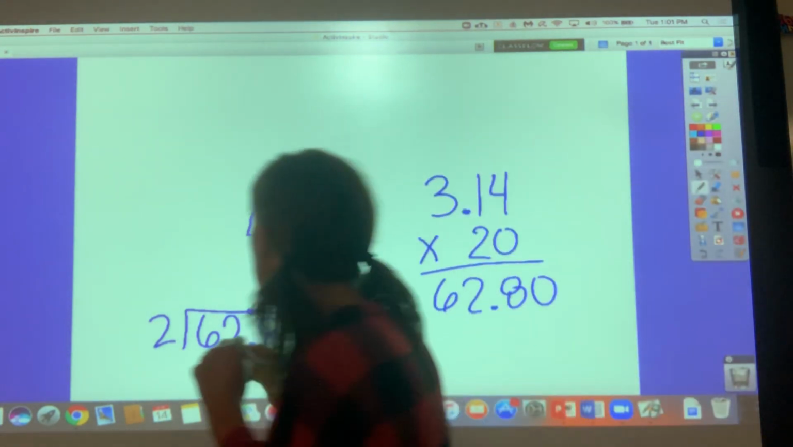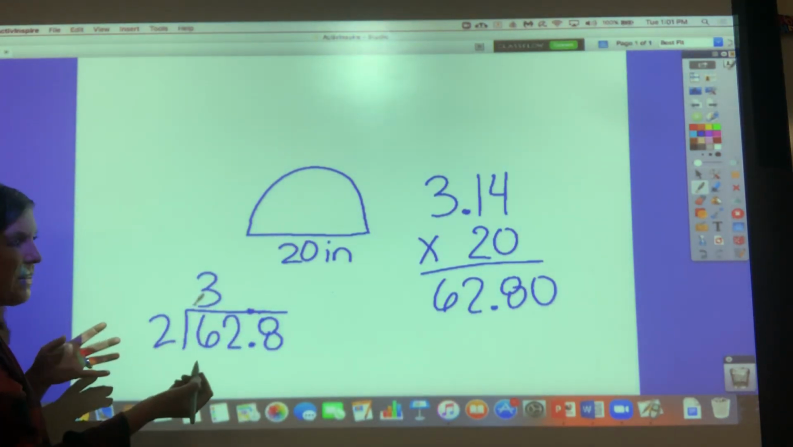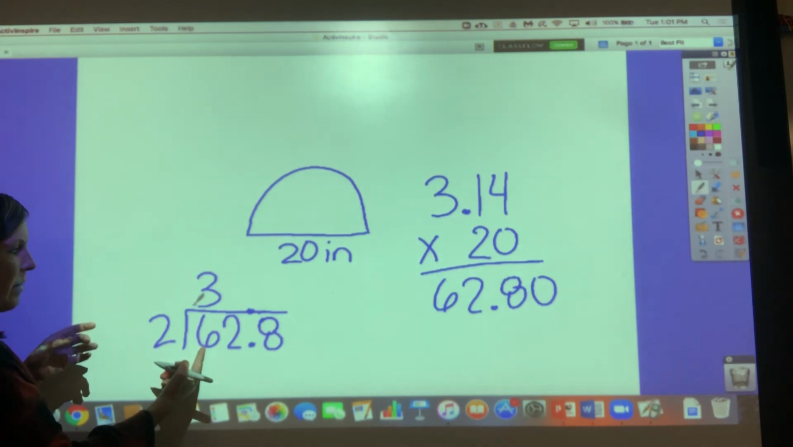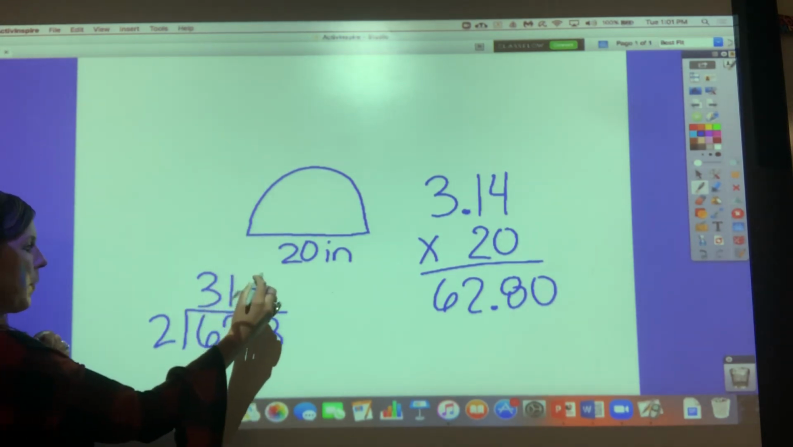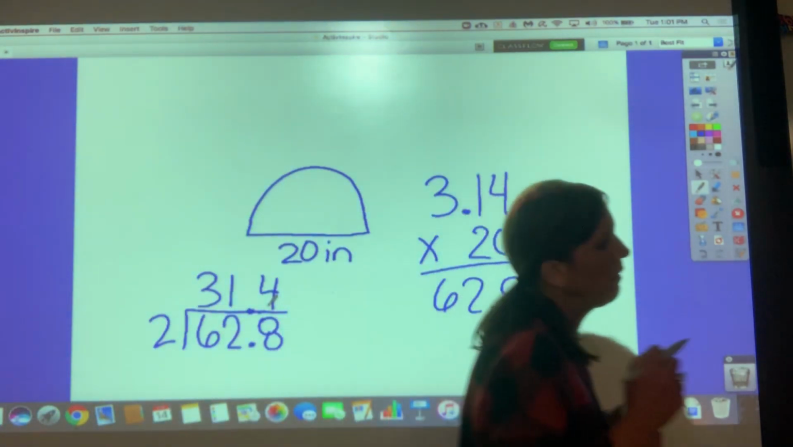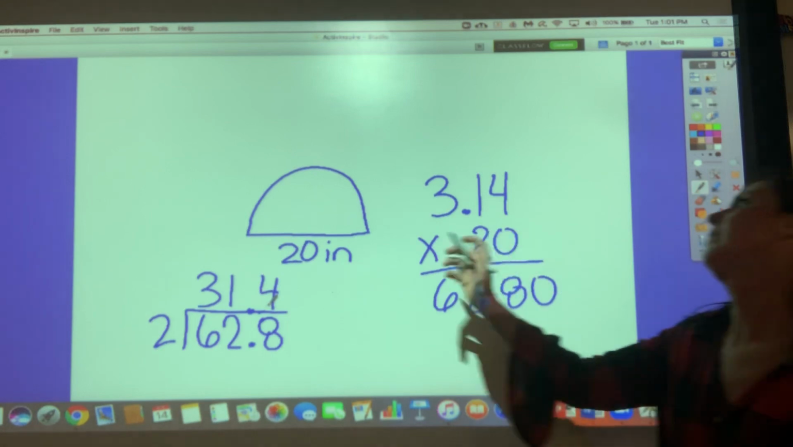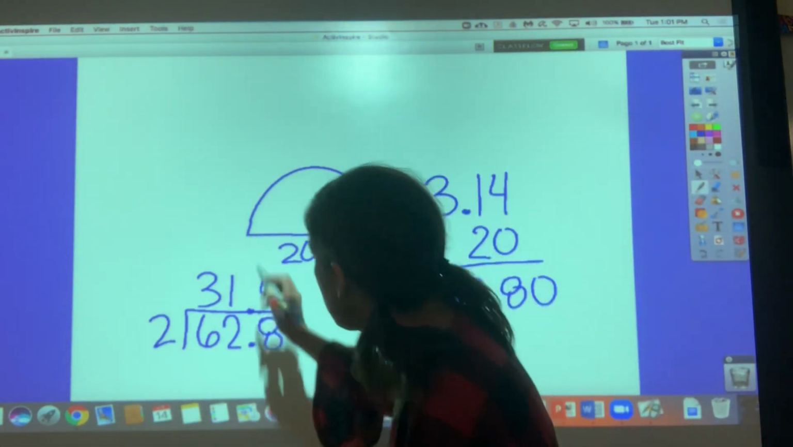Okay, hopefully you got 31.4. And this is easy to do with short division because there's not even any remainder. So 2 goes into 6 three times, 2 goes into 2 once, and 2 goes into 8 four times. And so 31.4 would be the distance around the curved part. And we still have to add the straight part back.